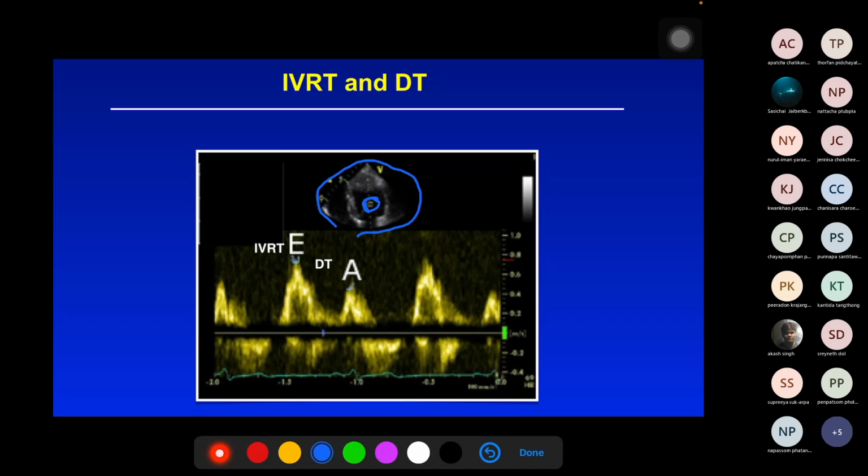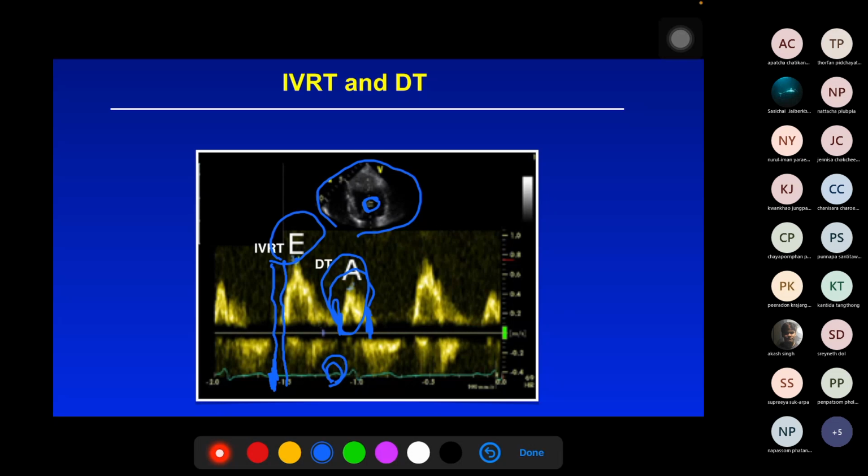Why do you know this is E, and why do you know this is A? You use the ECG as the reference. The diastole starts from the end of the T wave. So the end of the T wave is followed by the E, and then the P wave is followed by the A. From this picture, you measure this one. It's called the IVRT, and then this one is the P wave, which is the A.